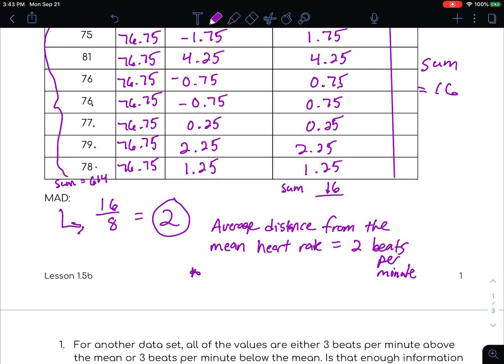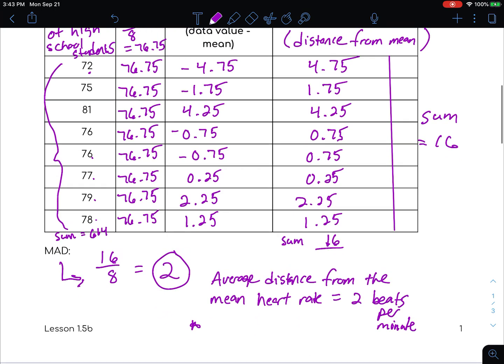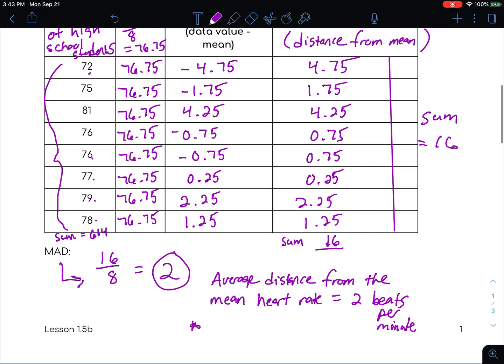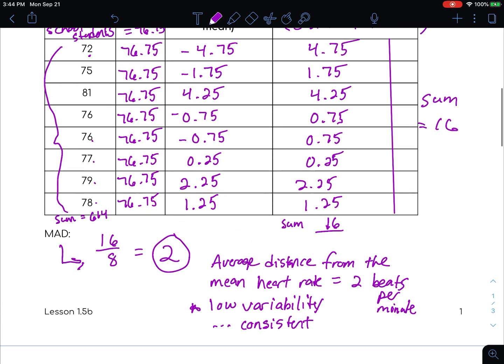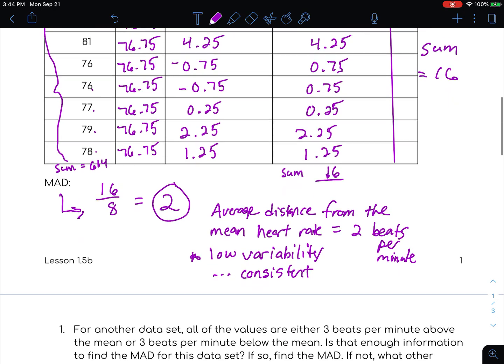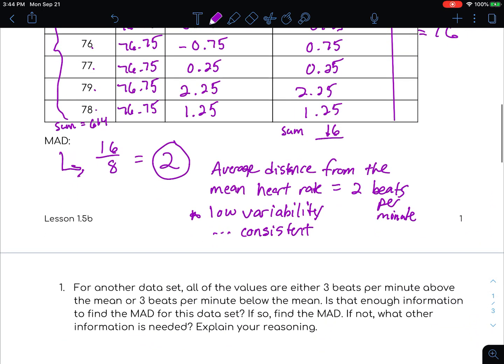And if you think about, is this pretty consistent? Or is this kind of all over the place in terms of the heart rates? Well, if we look at the heart rates and we think of 2 beats per minute is the average deviation, the average difference, the average distance away, that's pretty low variability in heart rate. Low variability. Not much variability. In other words, it's pretty consistent. Those students had a pretty consistent heart rate. It's not like some students had like 50 and others like had 120 and they were all over the place. No, they were pretty consistent. So that mean absolute deviation, looking at that, is pretty small.